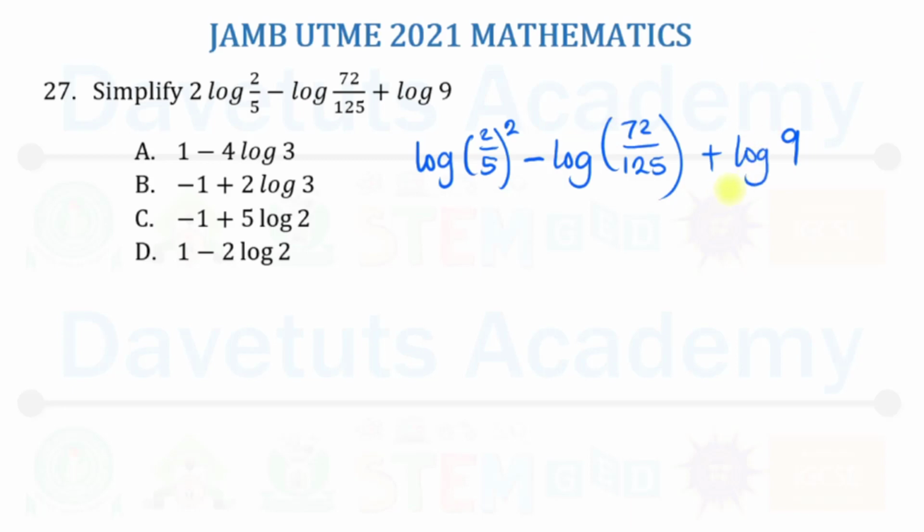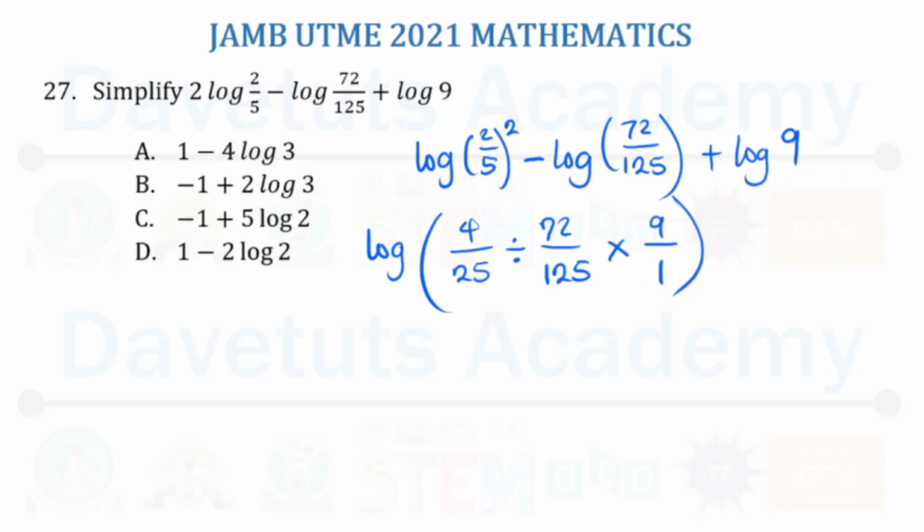So once I have that, I can go ahead and use a singular logarithm. The first term is 4/25. The second is divided by 72/125, because I'm combining the logarithms already. That's why I'm writing only a single log. So negative becomes division, positive becomes multiplication, times 9/1. Okay? So what I'm having is nothing but log of 4/25. Now, because of the division, I can reverse that: times 125/72 times 9/1.